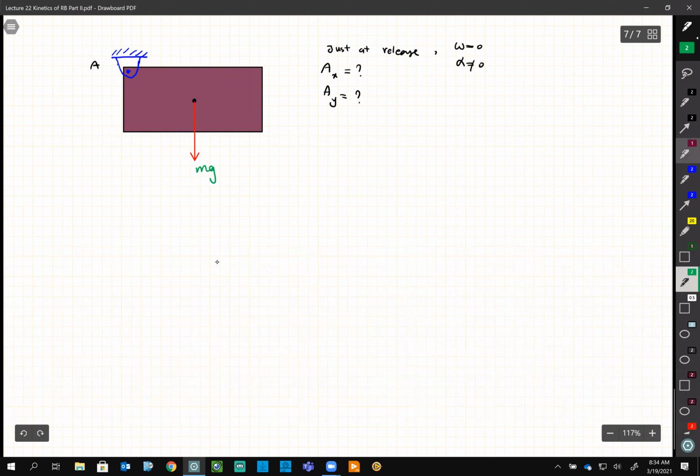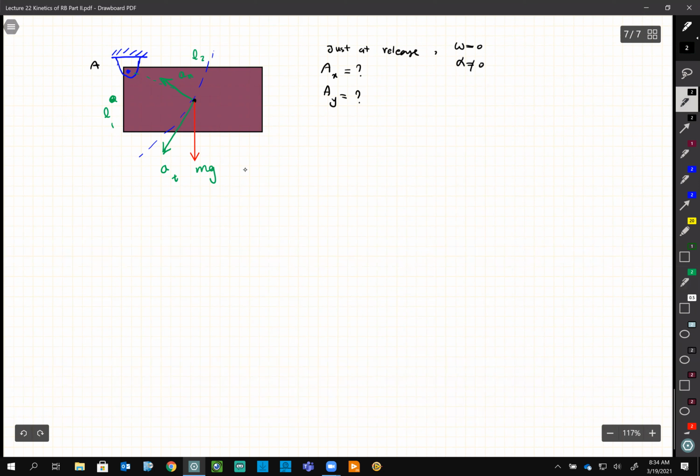So you can solve it. You just need to be careful that the rotation is a circular motion like that, and your AN and AT are going to be like that. If this length is L1 and this is L2, then you can calculate the radius here.